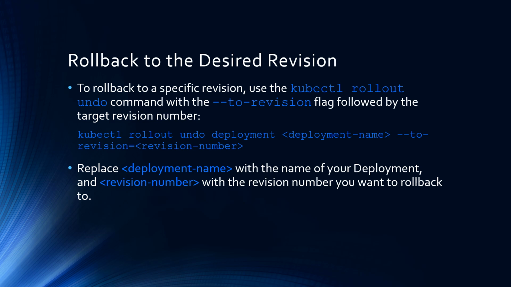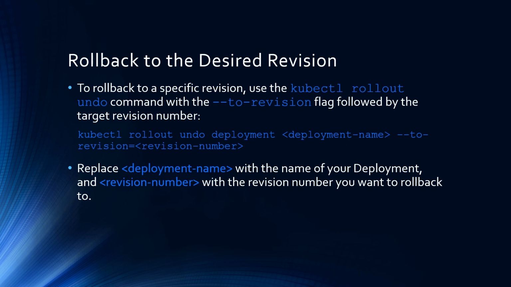When you execute this command, Kubernetes doesn't just blindly revert to the old configuration. It creates a new revision that matches the configuration of the target revision. This is an important distinction because it means you're not losing history, you're adding to it. This new revision becomes the current version, and you can still roll forward or back from this point.